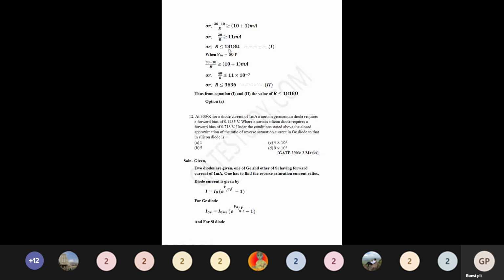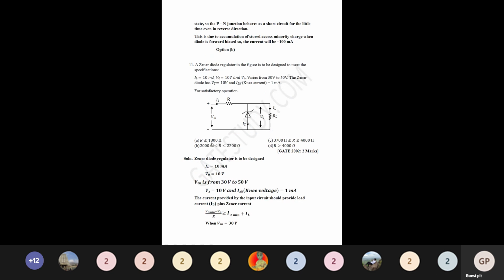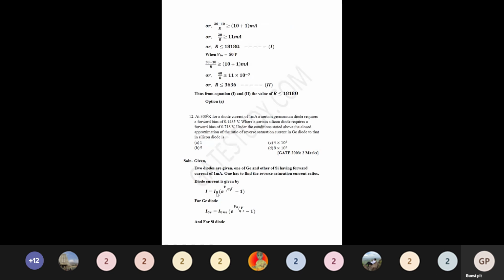R is less than or equal to 1818 ohm. When Vin is equal to 50 volt, 50 minus 10 by R is greater than or equal to 10 plus 1 milliampere. So 40 by R is greater than or equal to 11 into 10 power minus 3. R is less than or equal to 3636. So from equations 1 and 2, the value of R is less than or equal to 1818. So option A is the right answer.